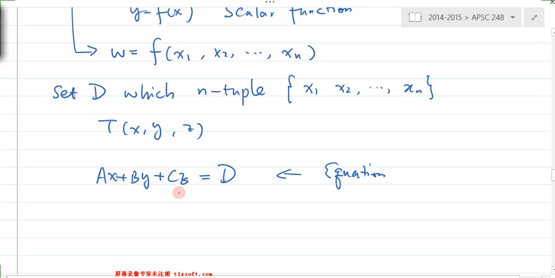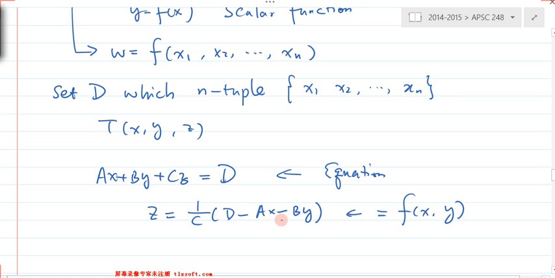Now, if I rewrite this as z equal to 1 over c times d minus ax minus by, I didn't change anything, I'm just rewriting it. Now this becomes exactly the format that we just introduced. This is a multivariable function, a function of x and y. See the meaning in here?